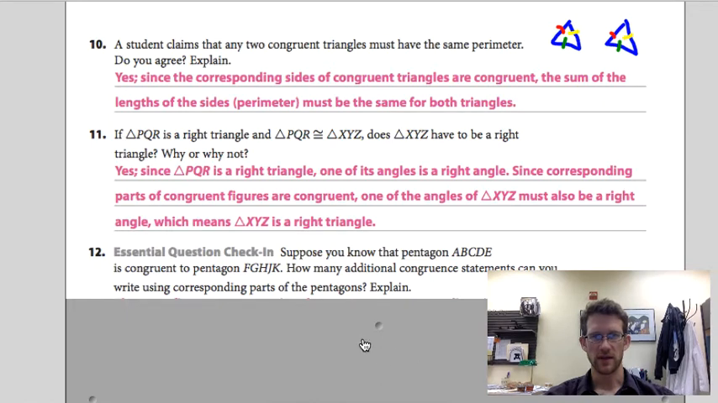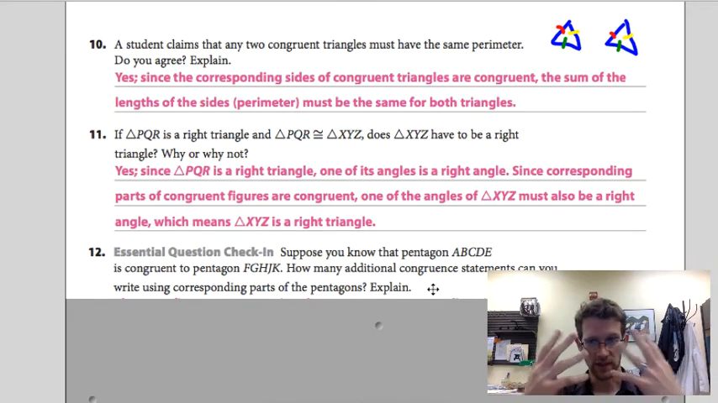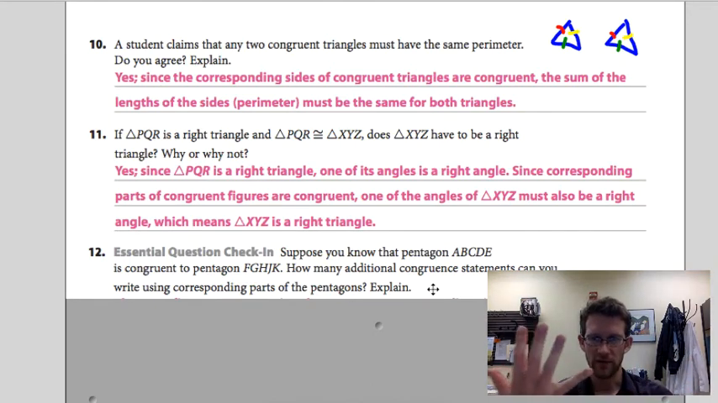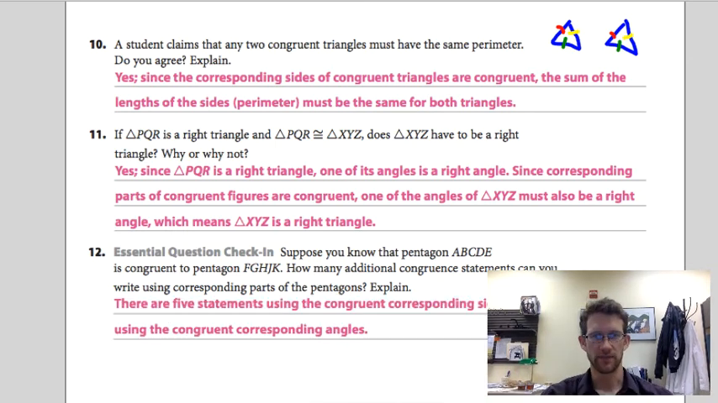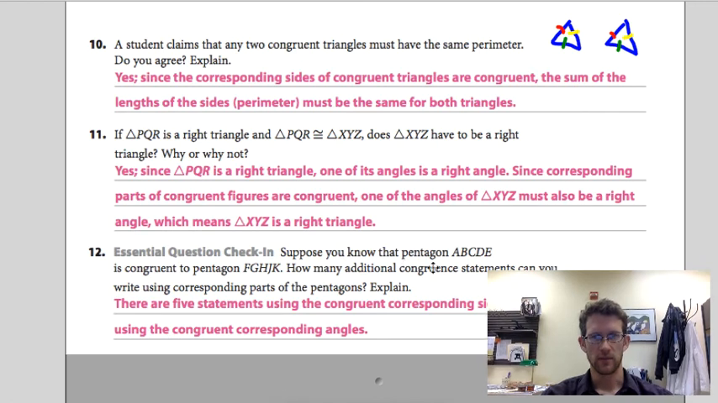Suppose that you know that pentagon ABCDE is congruent to pentagon FGHJK. How many additional congruent statements can you write using corresponding parts of the pentagons? Well, we can do every single little part here. So how many sides do we have? We have 5. We can say that AB is congruent to FG and BC is congruent to GH, right? Every single little segment. We can also say all the angles. So angle ABC is congruent to angle FGH and angle BCD is congruent to GHJ. We can go through all 10. We can do 5 statements for corresponding sides and 5 statements for corresponding angles.